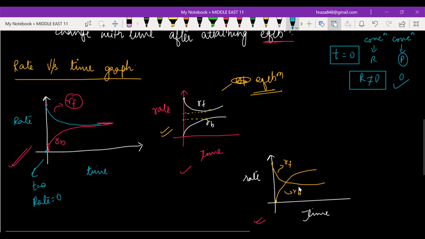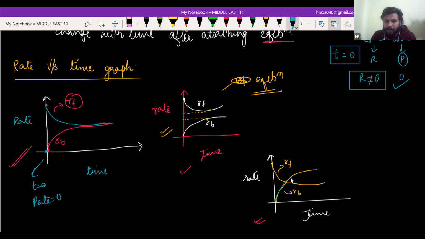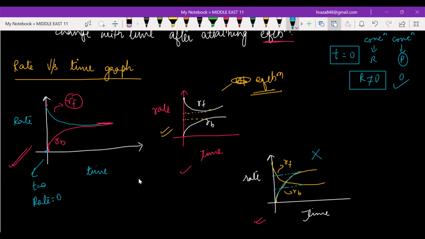Now if you will go for the third graph, you will see this is rate of backward, and rate of backward has different value from rate of forward. That means it is also not for equilibrium. This graph is possible, but it is not equilibrium. Is that clear, Ifra? Yes, sir.